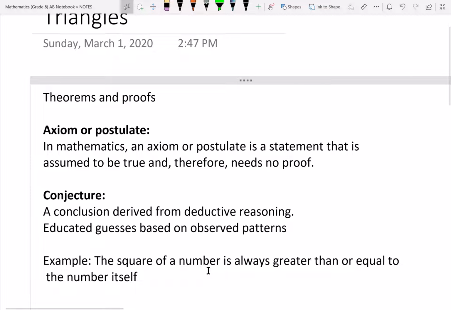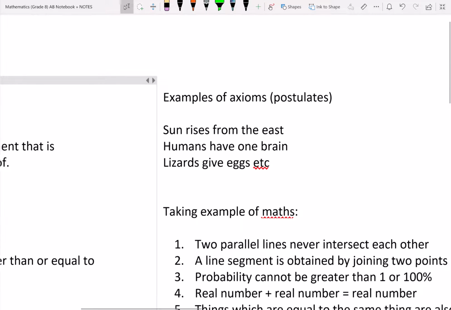Everybody. So we're going to talk about theorems and proofs, which before we talk about that, we need to talk about axioms and conjectures. So an axiom is also known as a postulate. They mean the same thing. It is a statement that is assumed to be true, usually a very obvious statement, and therefore needs no proof. So here are some examples of axioms.